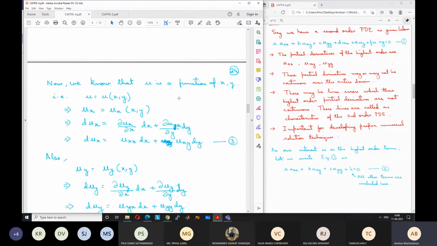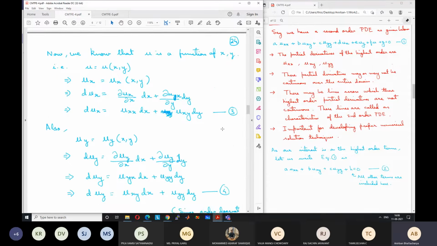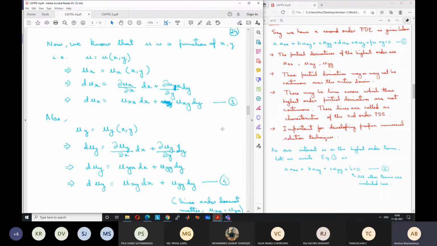So because ux is a function of x and y, we can write dux to be del ux del x dx plus del ux del y dy, or dux is equal to uxx dx plus uxy dy. Let us call this equation 3. Similarly, u is a function of x and y, so uy is equal to uy(x,y), meaning uy is a function of x and y. So duy can be written as del uy del x dx plus del uy del y dy.